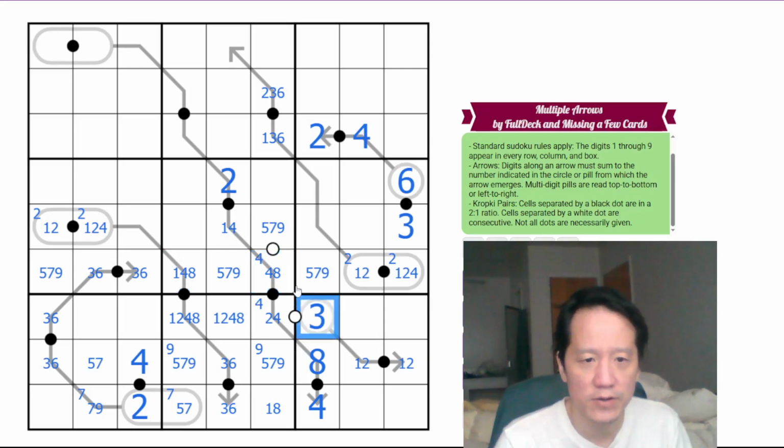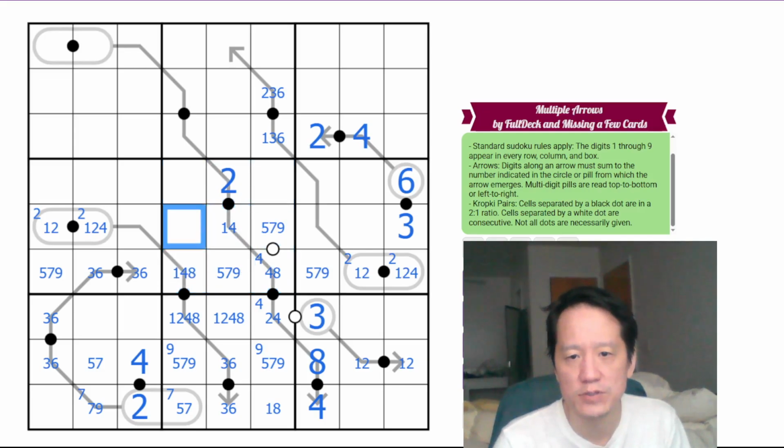not that helpful there. Where is the 6 in the central box? Can't be here, can't be any of these cells, so it must be here. So this is a 6 here.